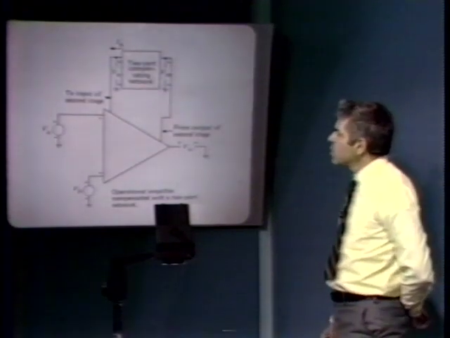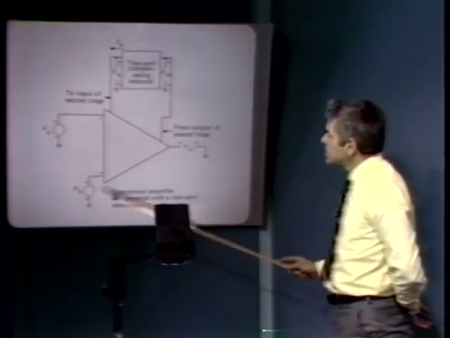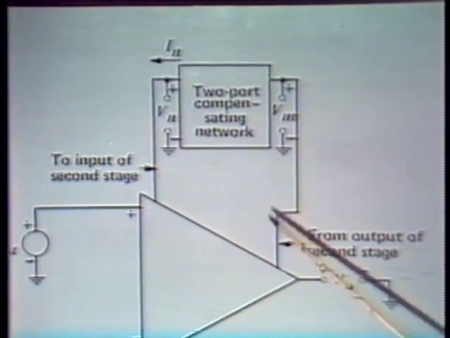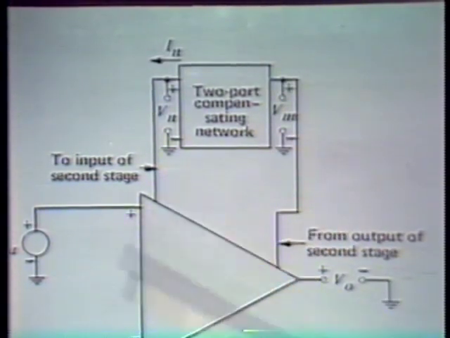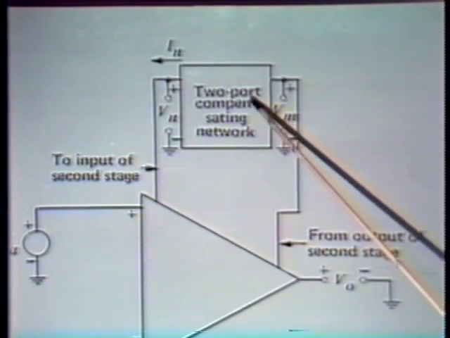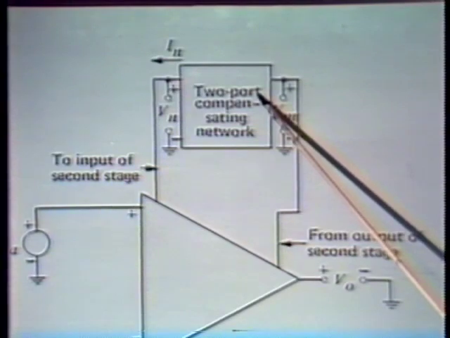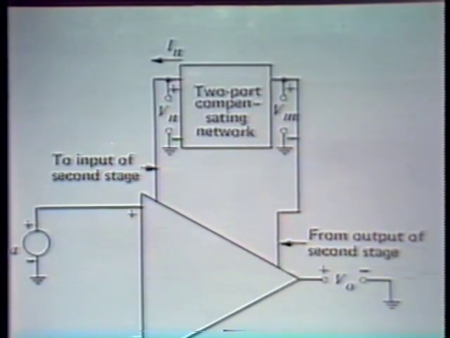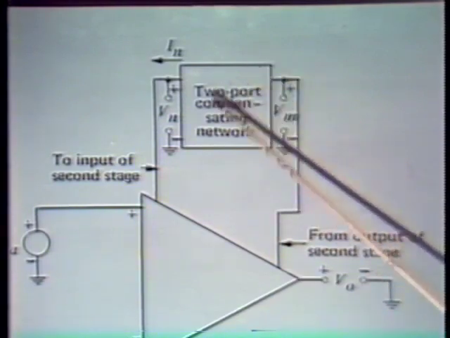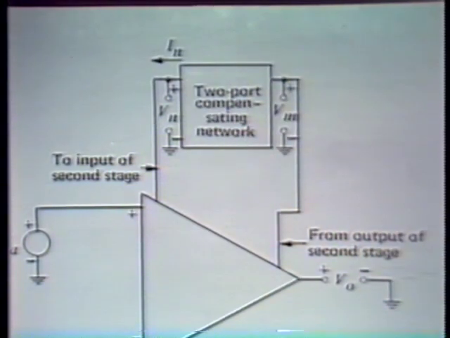Well, the way one then forms a minor loop is to connect a compensating network from the output of the second stage back to the input of the second stage. So a minor loop is formed. In general, we could form that minor loop using a two-port compensating network, and we'll see how that works. But we form the minor loop around simply the second stage of the operational amplifier.